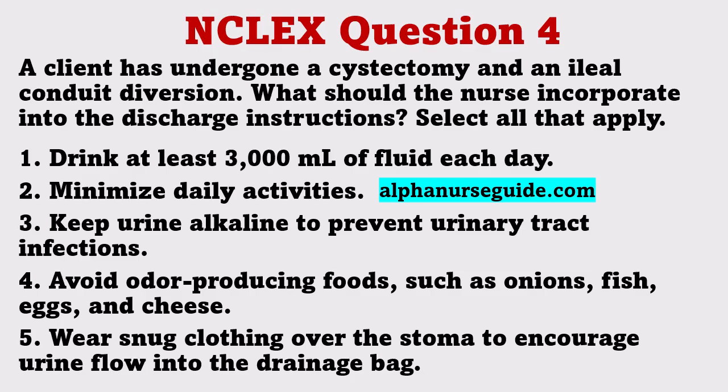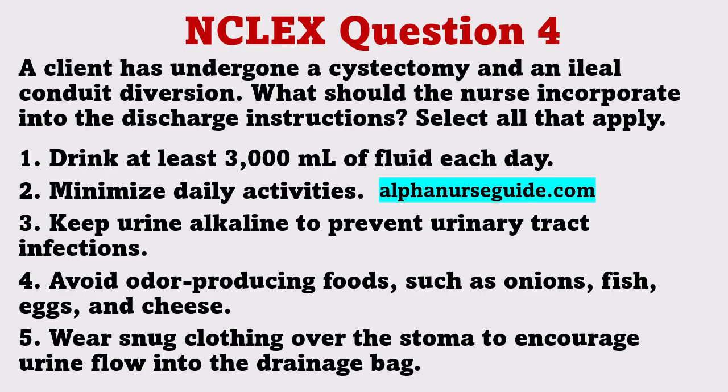A client has undergone a cystectomy and an ileal conduit diversion. What should the nurse incorporate into the discharge instructions? Select all that apply. 1. Drink at least 3,000 milliliters of fluid each day. 2. Minimize daily activities. 3. Keep urine alkaline to prevent urinary tract infections. 4. Avoid odor-producing foods such as onions, fish, eggs, and cheese. 5. Wear snug clothing over the stoma to encourage urine flow into the drainage bag.